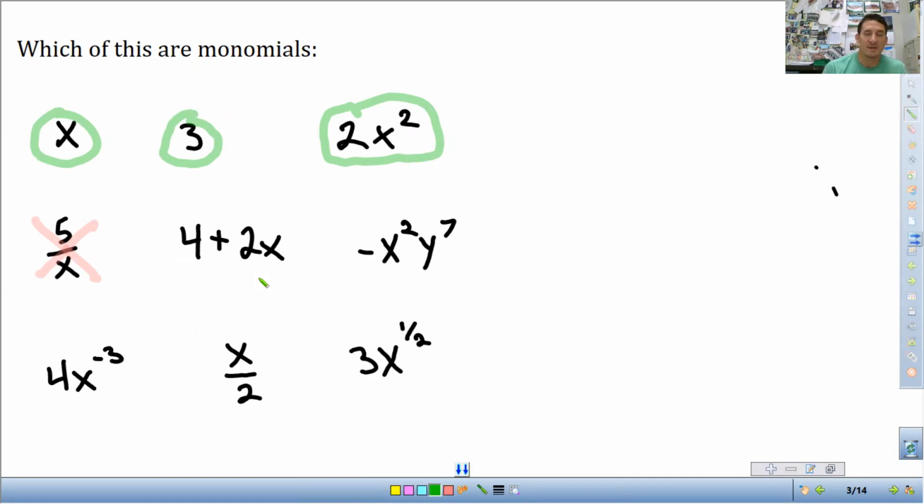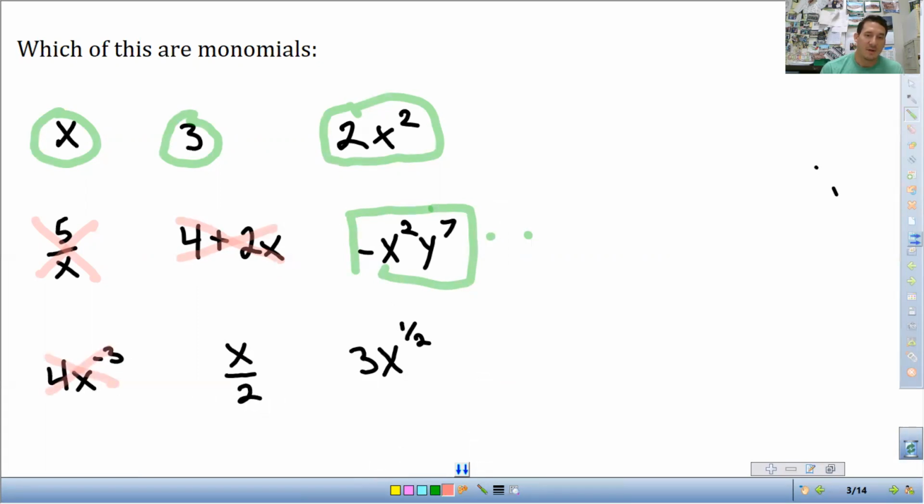4 plus 2x. So that is adding, that does not make it a monomial. Each of those individually, so 4 would be a monomial and 2x would be a monomial, but add them together, this thing as a whole is not a monomial. That would be a binomial. Negative x squared y to the 7th. Yes, that is a monomial. 4 times x to the negative 3, no, because the negative exponent.